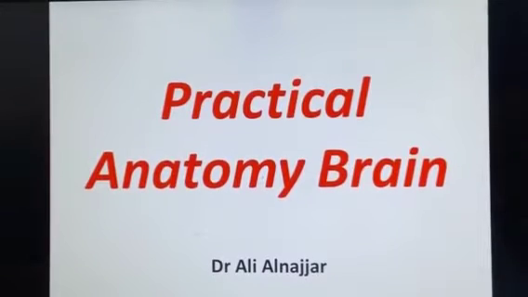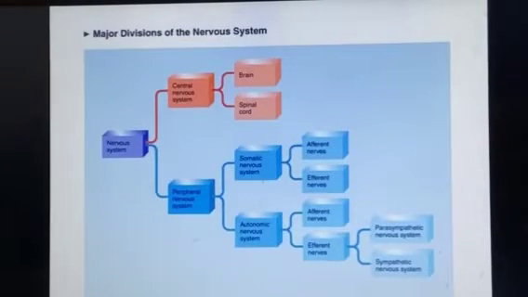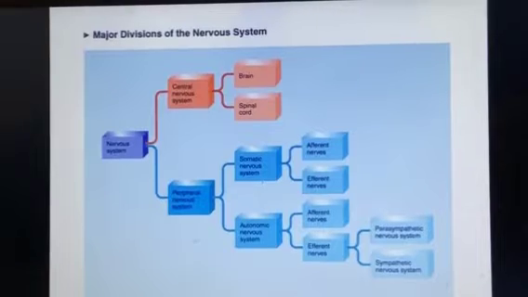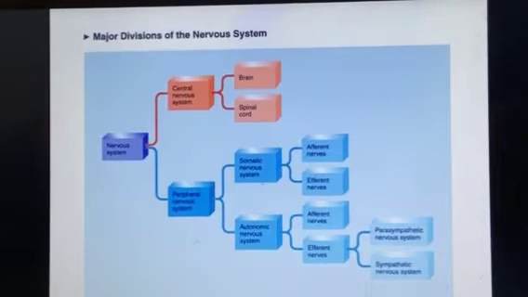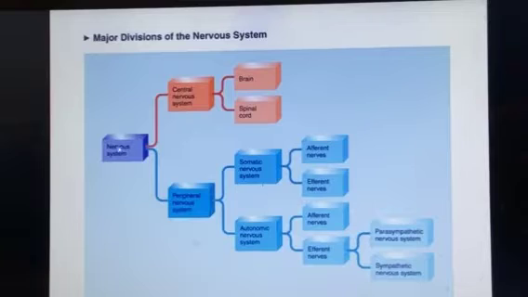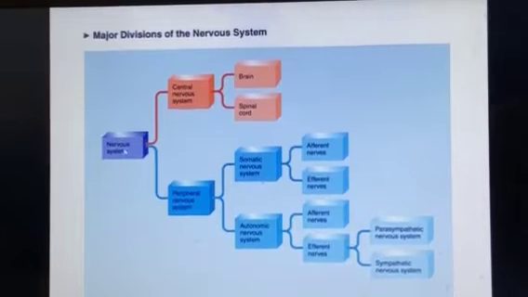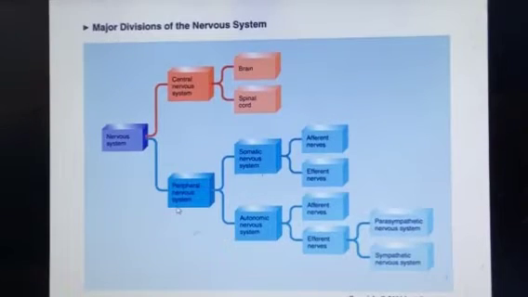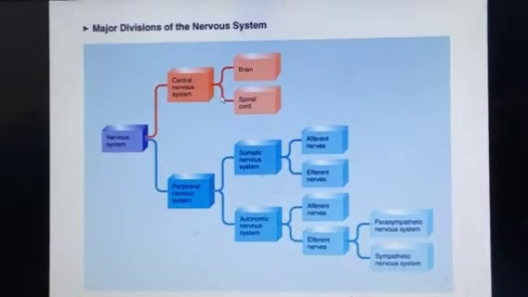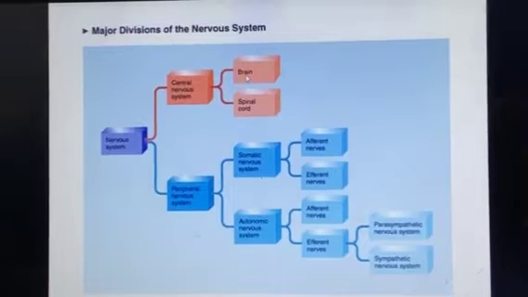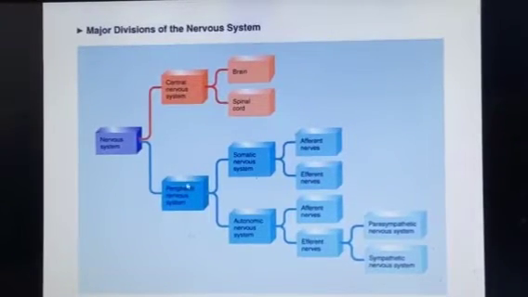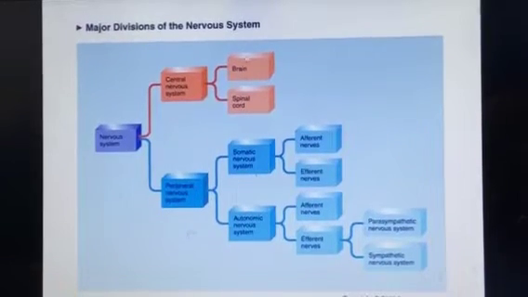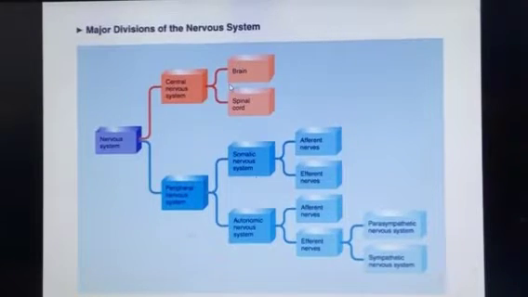Practical anatomy of the brain. The body is formed by many systems like the musculoskeletal, cardiovascular, gastrointestinal, and one of them is the nervous system. The nervous system is divided into central nervous system and peripheral nervous system. The central nervous system is divided into brain and the spinal cord, while the peripheral nervous system is divided into somatic and autonomic. Of course, we are going to discuss the anatomy of the brain.